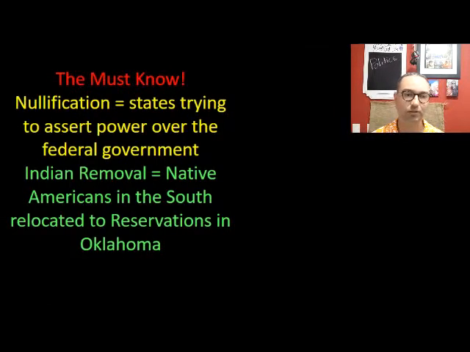So anyway, here's your must-knows. Nullification, states trying to assert power over the federal government. Did not happen, but that was the intent of South Carolina. And then the Indian removal, just that Native Americans of the South were relocated to reservations in Oklahoma. I know it's a lot, but this stuff with the age of Jackson is so super duper important. You know, like $20 important.